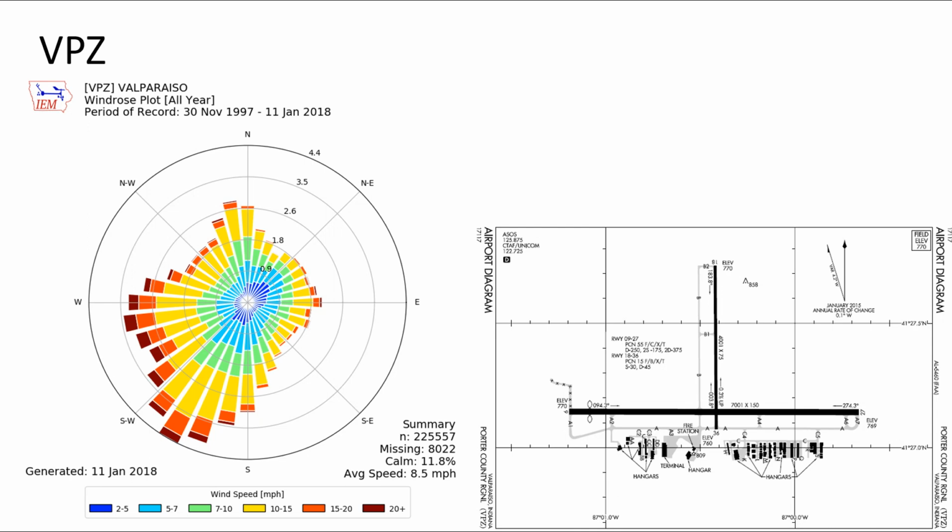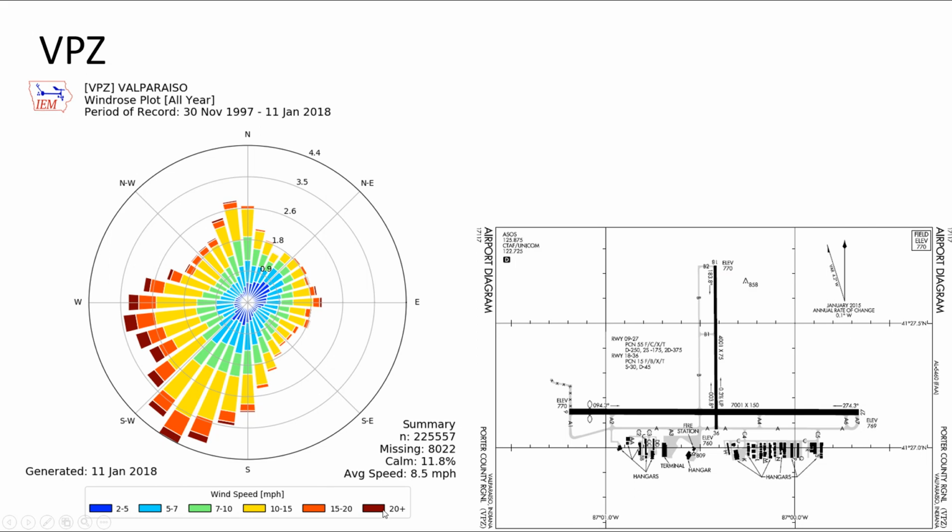And this is what a wind rose looks like. Here's the airport diagram for Valparaiso. Here is the weather data compiled, and they compiled it from 97 up to 2018. All right, so that's a long period they've done. And they're looking at, this is the direction the wind's coming from, and then how far out these bars go is showing you what the speeds are.